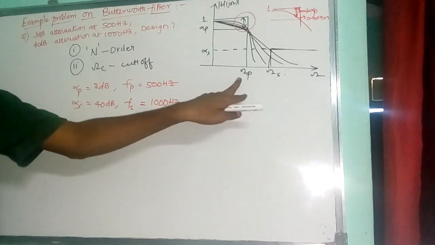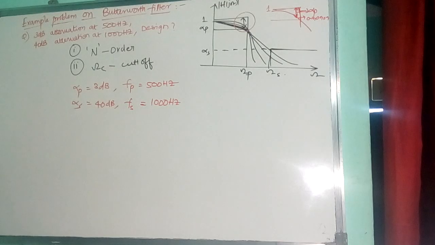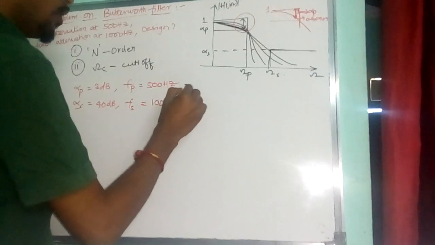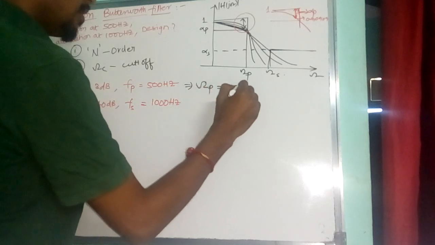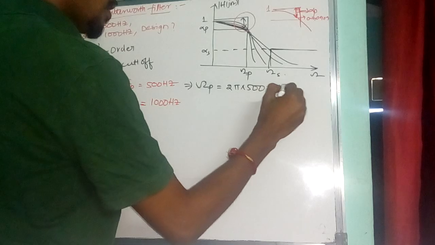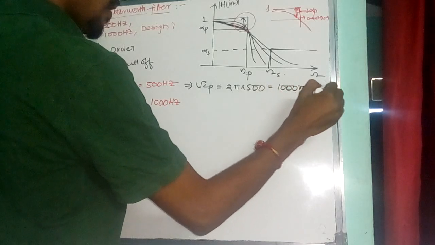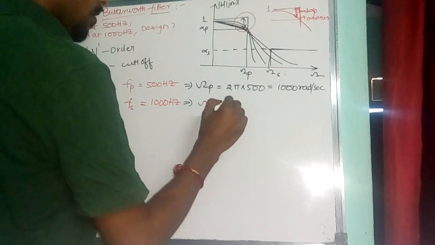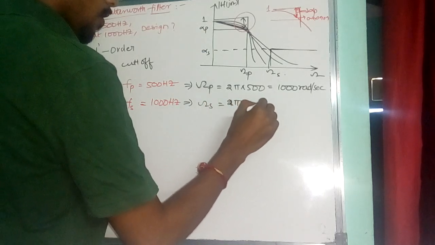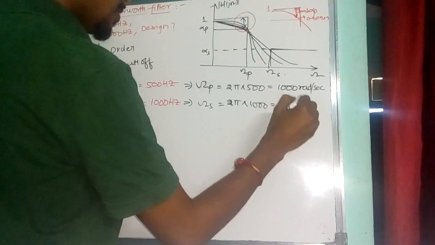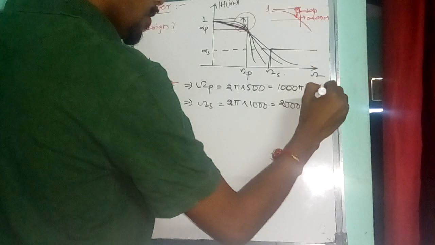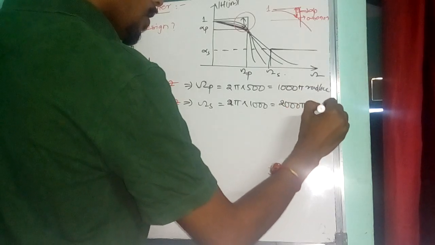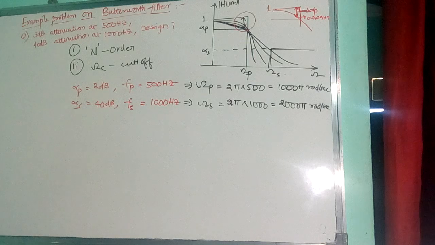But here we deal with radians per second frequencies, that means angular frequencies. So I need to convert this to omega p by multiplying it with 2 pi. This will be 1000 pi radian per second. Similarly, omega s will be 2000 pi radian per second.